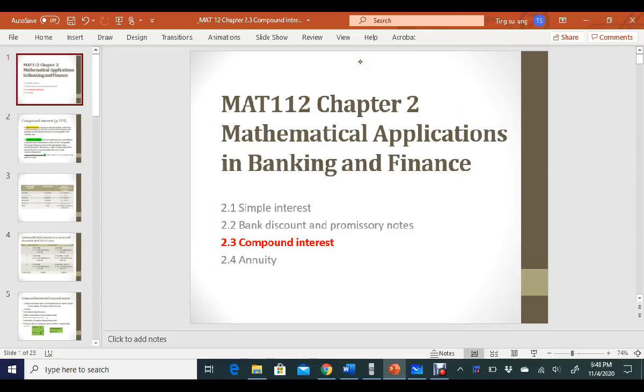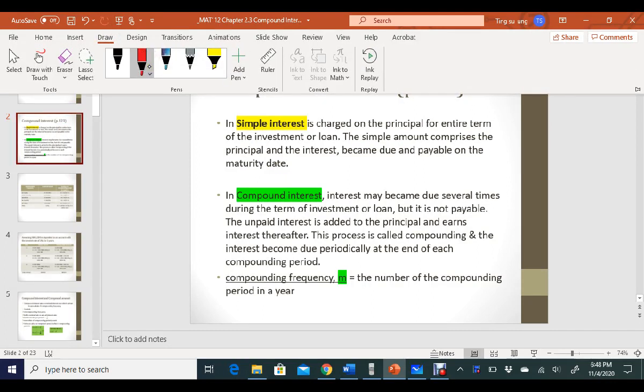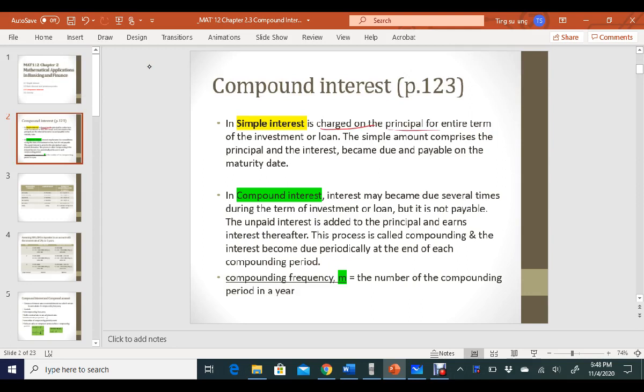Today we will start with compound interest. So what's the difference between compound interest and simple interest? Simple interest is charged on the principal for the entire term of the investment or the loan involved. The simple amount comprises the principal and the interest, which becomes due and payable at the maturity date.